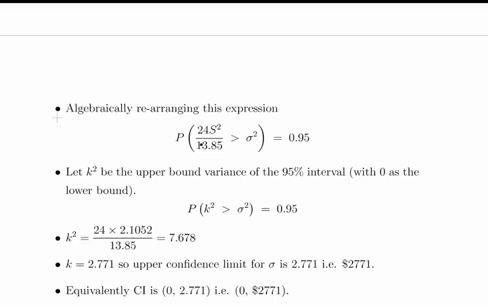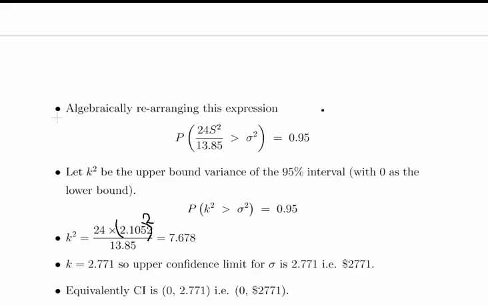So let k squared be the upper bound variance of this 95% interval with 0 as the lower bound. Now, k squared is picked because it is a variance in this instance, whereas we're going to switch back to standard deviations shortly, so we take the square root. So the probability of k squared greater than sigma squared equals 0.95. That means k squared is using our value 24 times 2.105, sorry, that should be in brackets, squared.